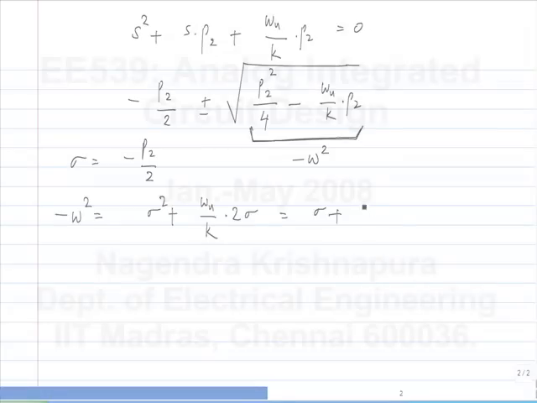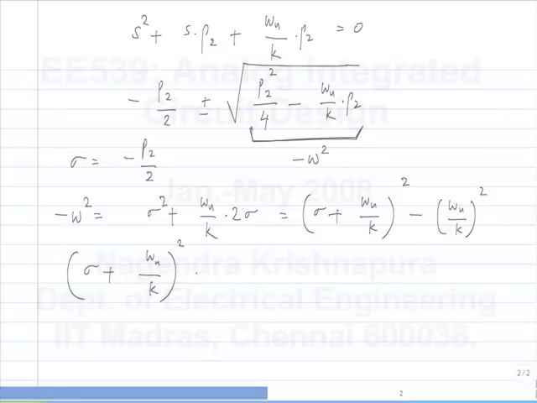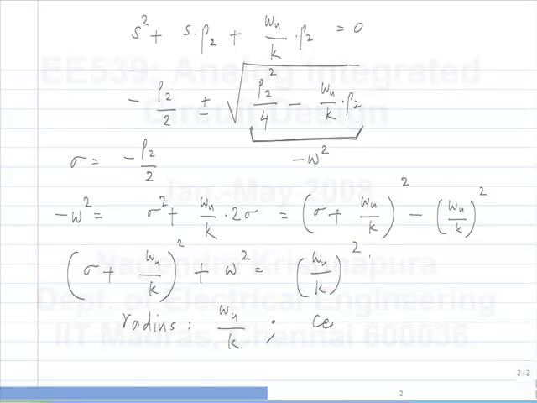So this is correct? Yeah. So the radius is omega u by k and the center is minus omega u by k on the real axis. Okay, thanks.